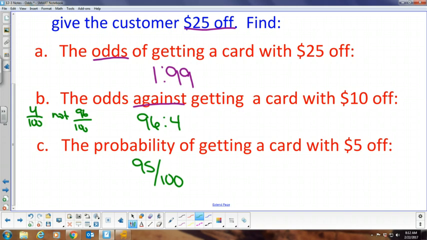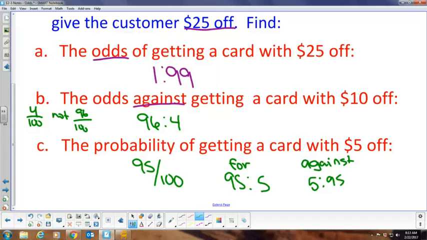Let's just go one step further. What would be the odds for getting a card with $5 off? 95 to 5, right? Have to add up to 100. What would be the odds against? 5 to 95. And the only other thing they could ask us would be, what's the probability of not getting a card that's $5 off? And we would say 5 out of 100. So that's the 4 ways they could phrase those questions. Questions on that?